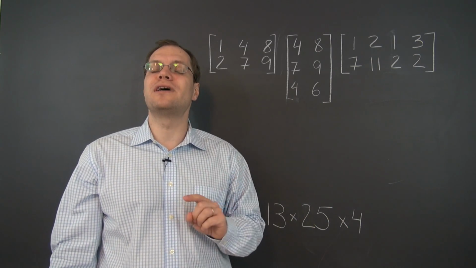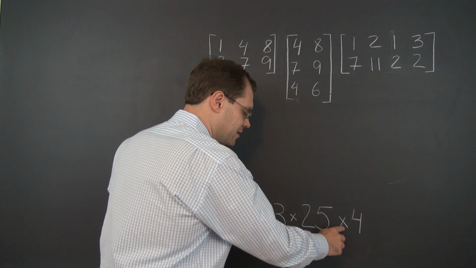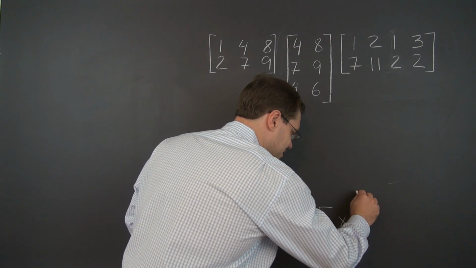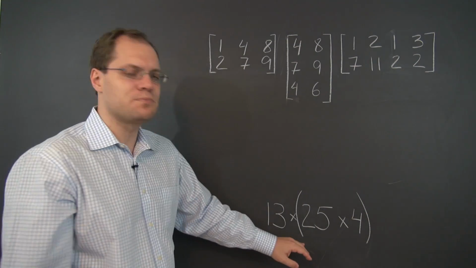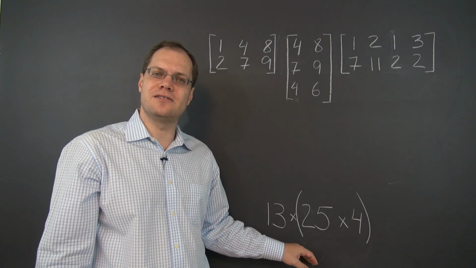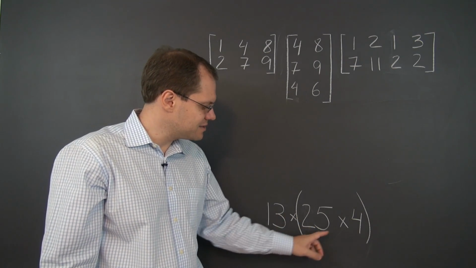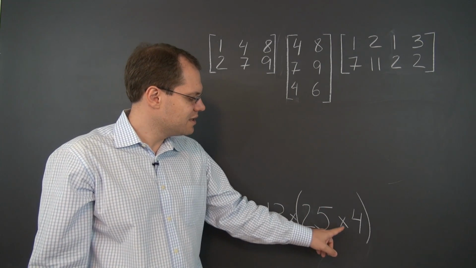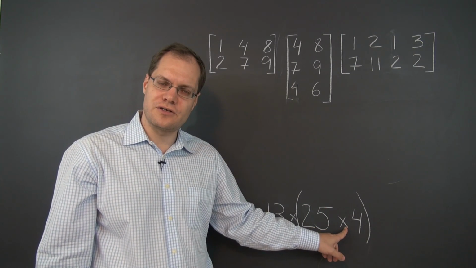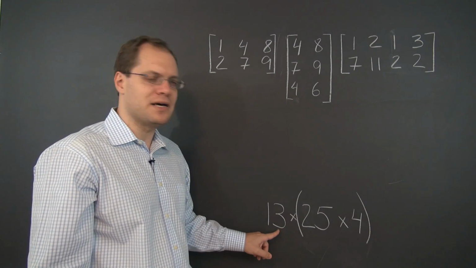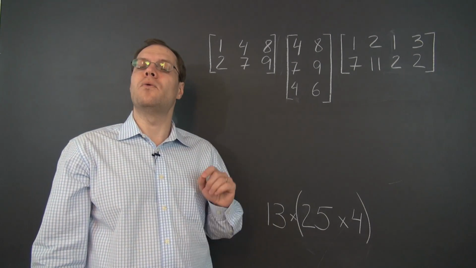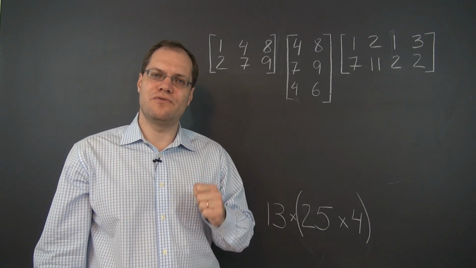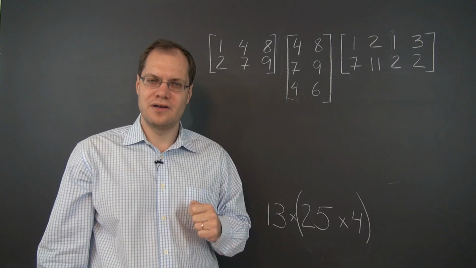Let me indicate with parentheses what you did. By evaluating this product first, you effectively place parentheses this way. We usually use parentheses to indicate precedence of operators. And in this case, the precedence was given to this multiplication. This notation indicates that you have to do this product first and then multiply the result by 13. And why was it valid to do that? Well, that's because multiplication of ordinary numbers is associative.